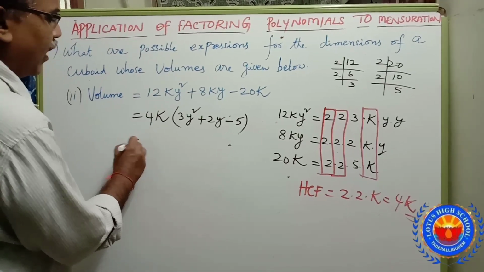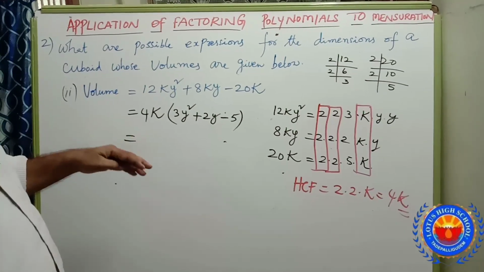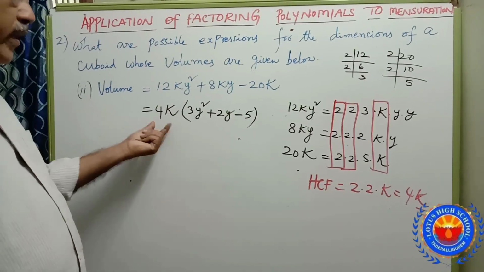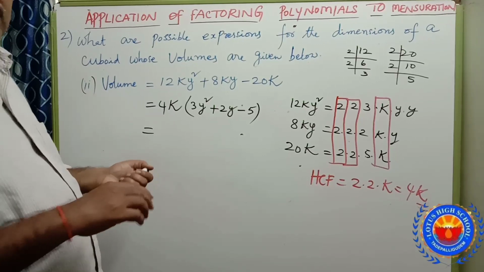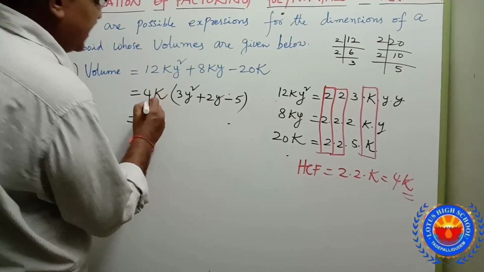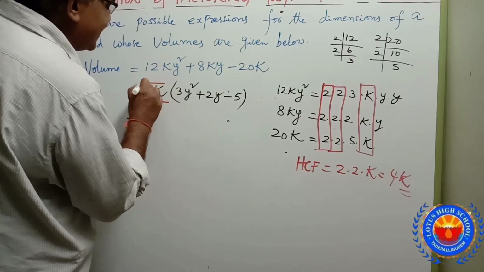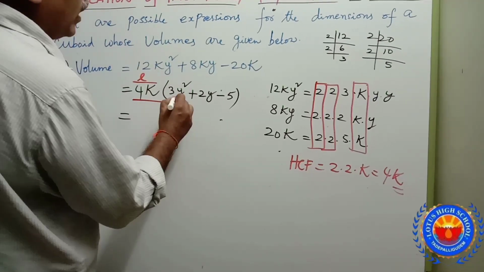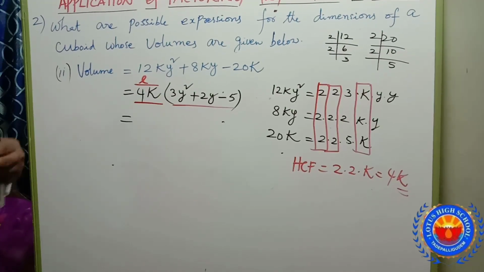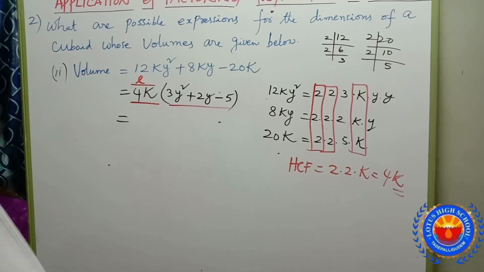One dimension we got, that is nothing but 4k. 4k is nothing but the length. Already we completed that. Now I have to find the breadth and height.